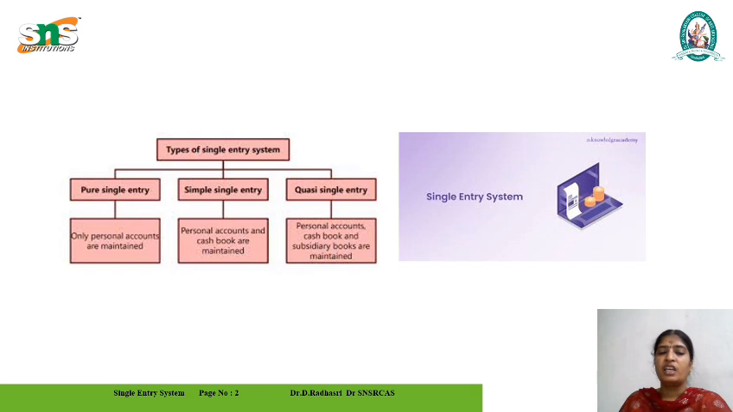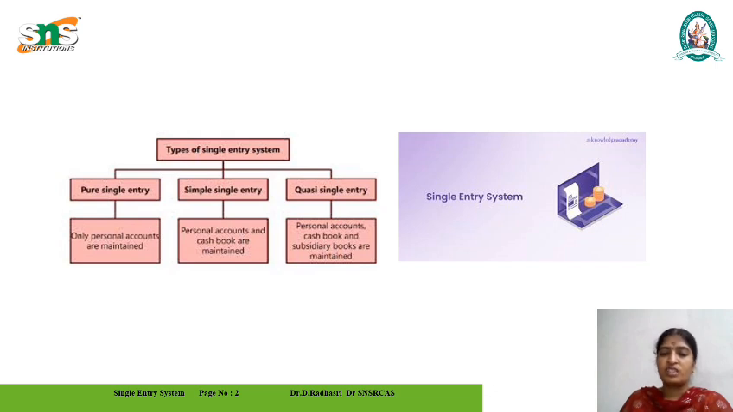It is known as an incomplete record. We can't identify in the future what is going to be added in the single entry system, so it is always known as an incomplete record. In the single entry system, frauds and errors cannot be easily identified, because proper records are not maintained.